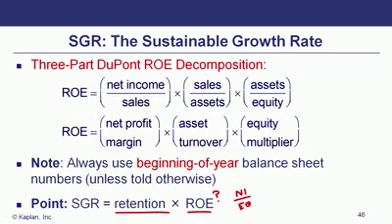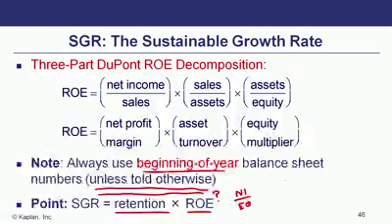Assumptions here: unless you are told otherwise, so be on the lookout for any other assumptions, use beginning of year balance sheet figures. Now that's important because you may have learned elsewhere in your studies, maybe in Level 1, that any time you see an income statement figure divided by a balance sheet figure, then you use the average balance sheet figure. Not here. Unless you're told otherwise, when you're doing this DuPont analysis, use beginning of year balance sheet numbers.